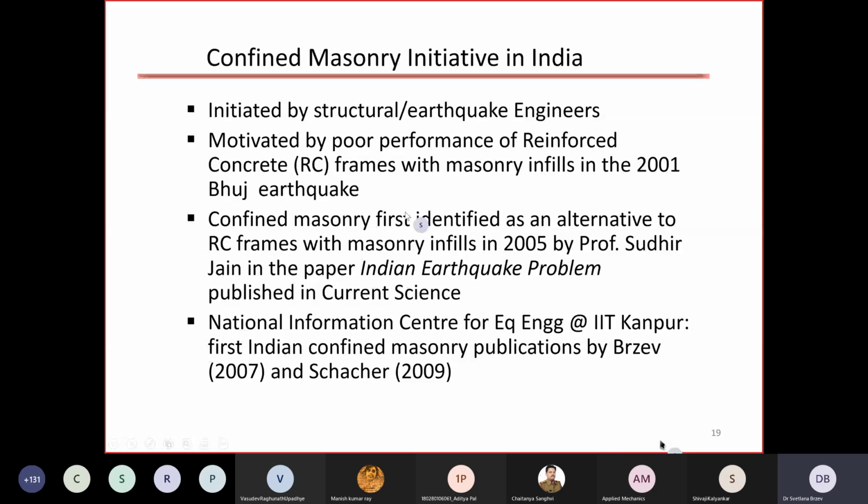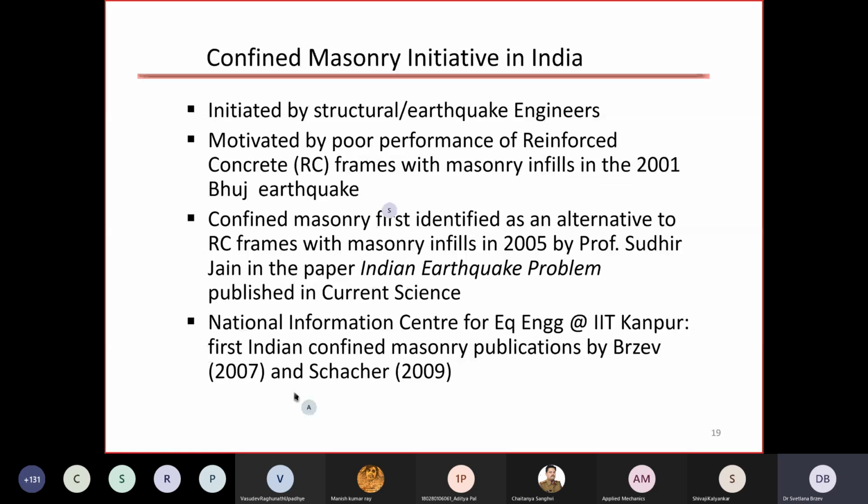In India, I would like to say how the initiative started. It was initiated by structural engineers, earthquake engineers. At least I would talk about engineered aspects of confined masonry. I mentioned earlier that there are some rural applications, but here I'm talking about more formal applications and the initiative to use confined masonry in India in a formal way, let's say through codes, similar to other construction technologies like concrete, steel, and all that. The reason for proposing the use of confined masonry in India is the relatively poor performance of some reinforced concrete frames with masonry infills in the 2001 Bhuj earthquake, and probably some other earthquakes, but certainly the initiative started after the Bhuj earthquake.